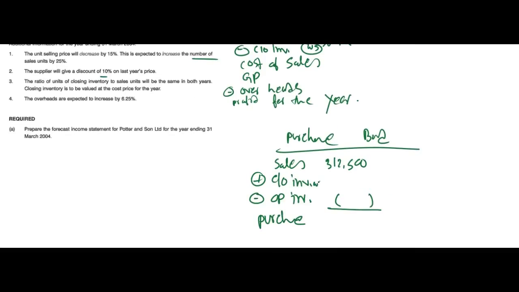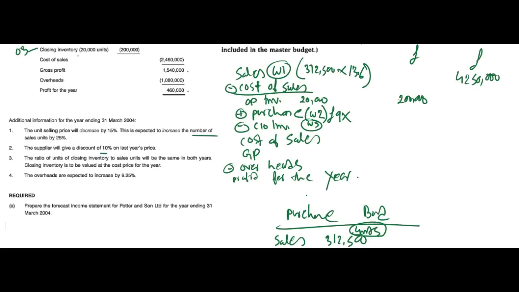In your closing inventory, we worked out in working number 3, that closing inventory is 25,000. These are all units, bear in mind. And the opening inventory is 20,000. Let's take the calculator. The purchase is 317,500. That's the units. You need to take it over here. Times by 9: 317,500 multiplied by 9 is 2,857,500.